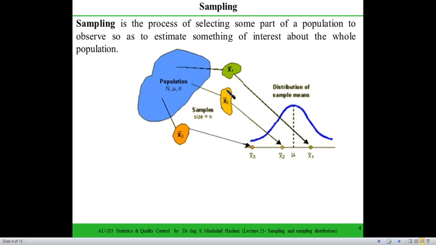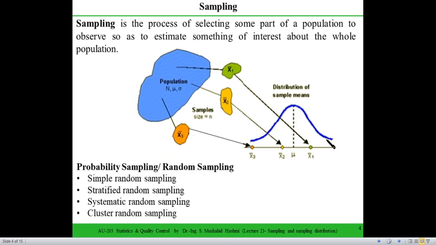And if we plot the means of those samples, there is a distribution of the sample means. If this population is a normal population, then the sample means would also be normally distributed, and we will look into detail later. There are two broad classifications of sampling. The one is called random sampling or probability sampling.